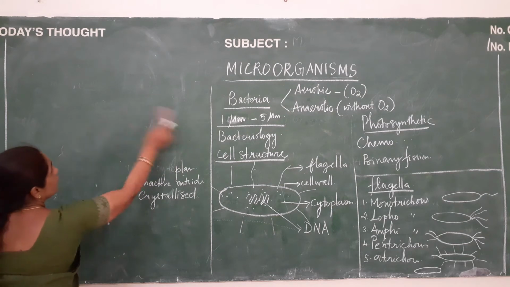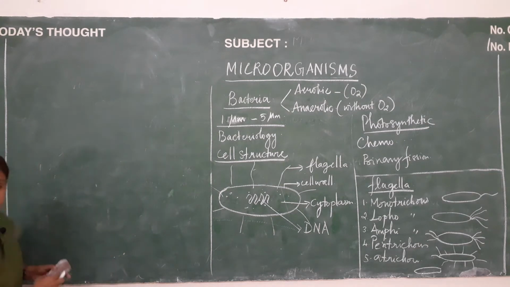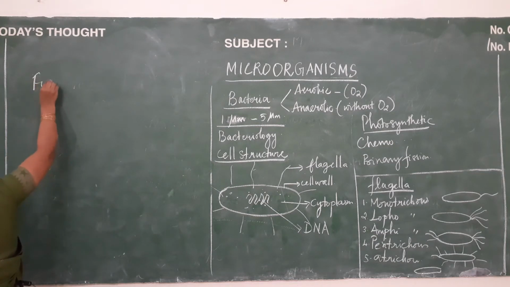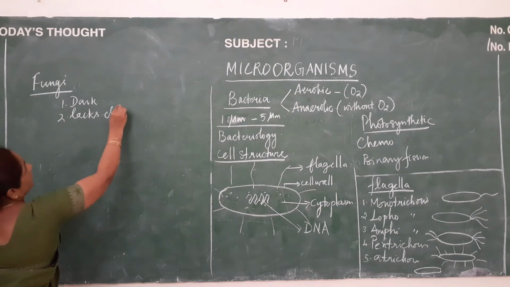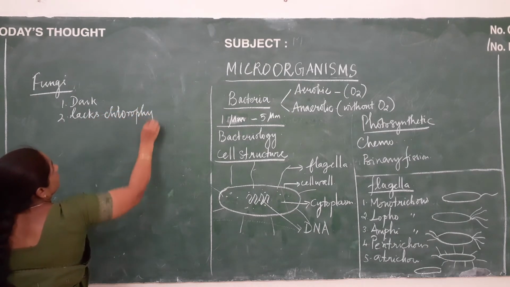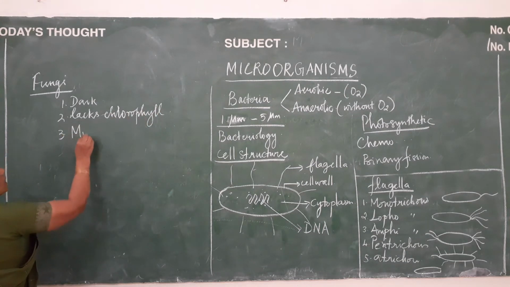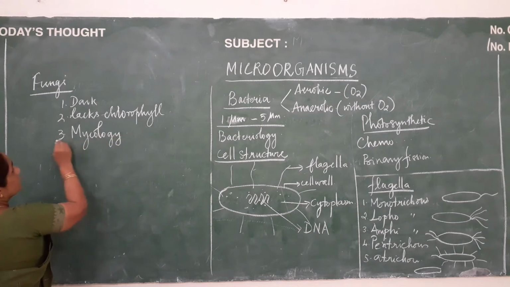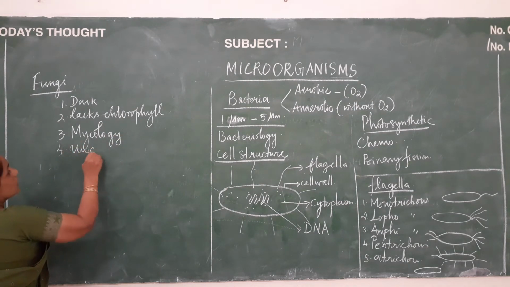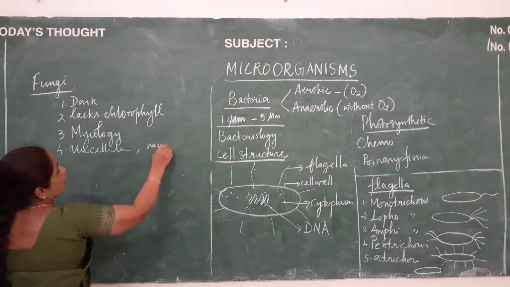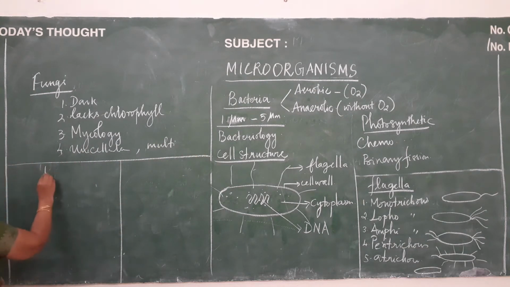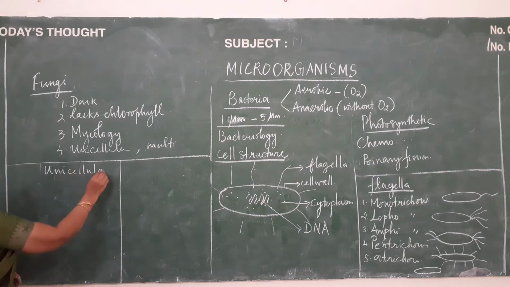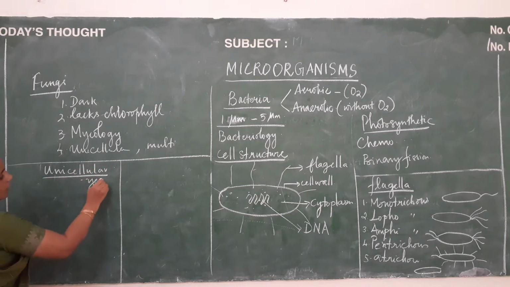Okay, fungi is mainly found in dark places, and it lacks chlorophyll. The study of fungi is called mycology. And the last one, here you can see unicellular and multicellular fungi. Both types of fungi could be seen. Let us first see about unicellular fungi. Here you can take yeast as an example.